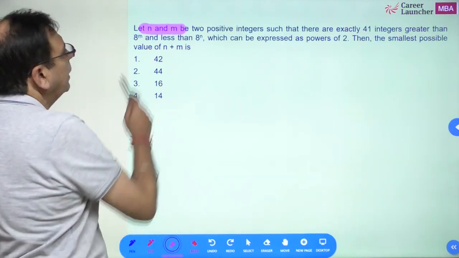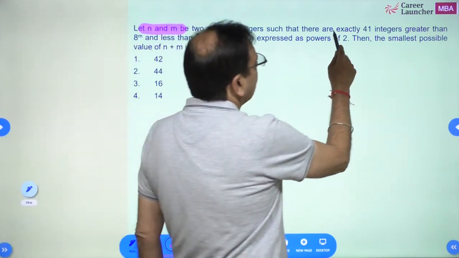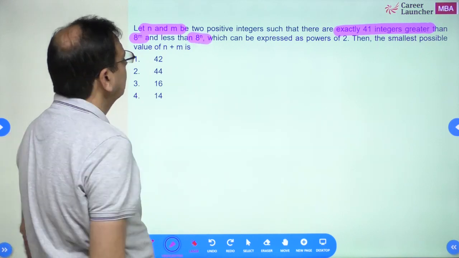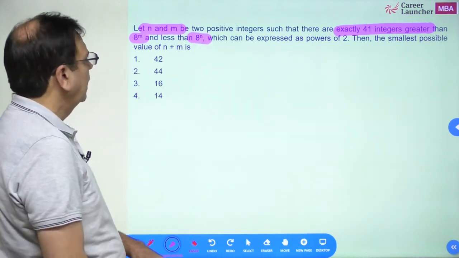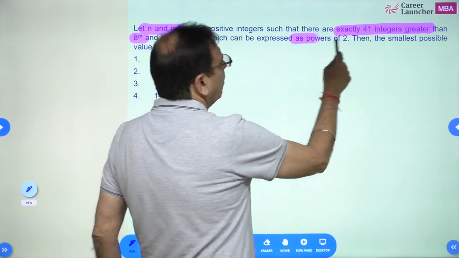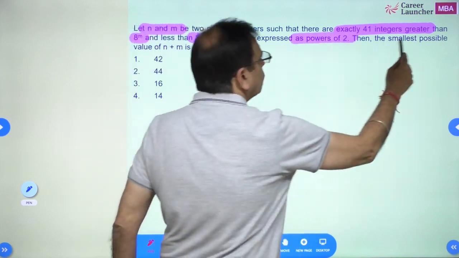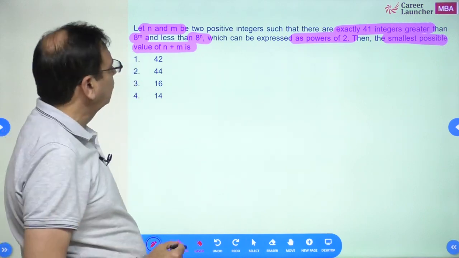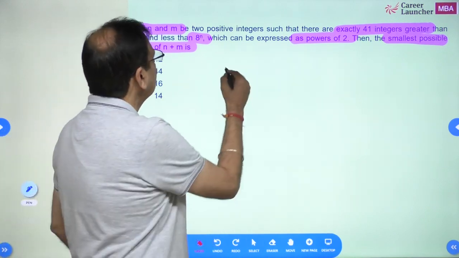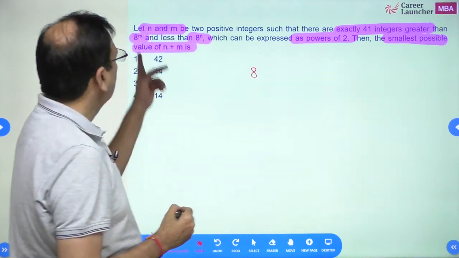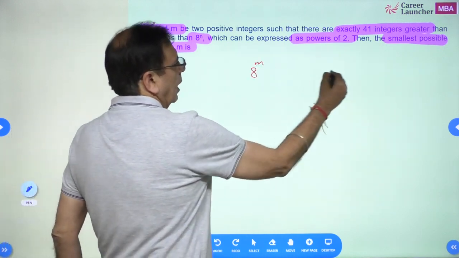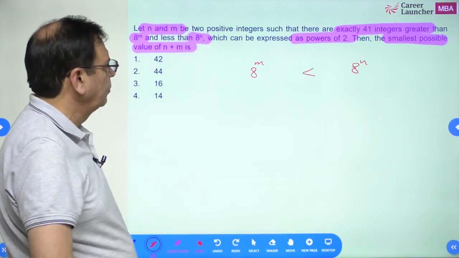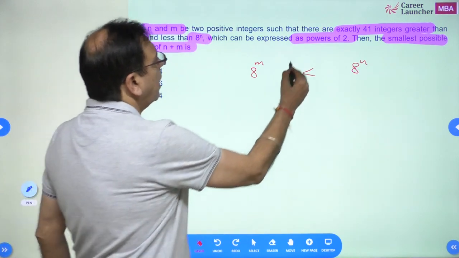Let m and n be 2 positive integers such that there are exactly 41 integers greater than 8 to power m and less than 8 to power n, which can be expressed as powers of 2. Then the smallest possible value of m plus n? Okay. We need to find the smallest possible value of m plus n. क्या दिया हुआ है? 41 integers between 8 to power m and 8 to power n. Okay. There are 41 integers. Okay. And these integers are powers of 2.